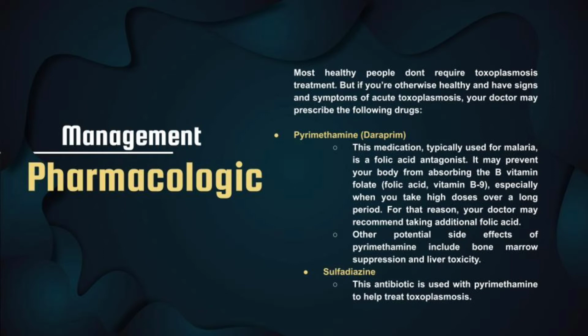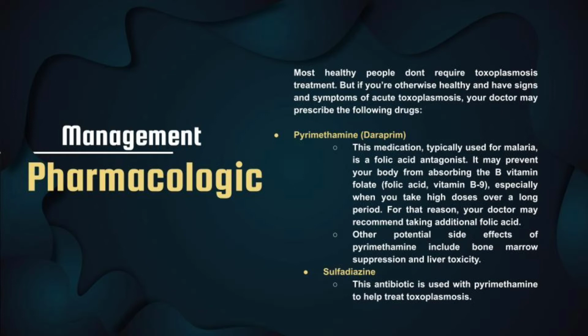Pharmacologic management. Most healthy people don't require toxoplasmosis treatment. But if you're otherwise healthy and have signs and symptoms of acute toxoplasmosis, your doctor may prescribe the following drugs. First is pyrimethamine or Daraprim. This medication, typically used for malaria, is a folic acid antagonist. It may prevent your body from absorbing the B vitamin folate, folic acid, vitamin B9, especially when you take high doses over a long period. For that reason, your doctor may recommend taking additional folic acid.